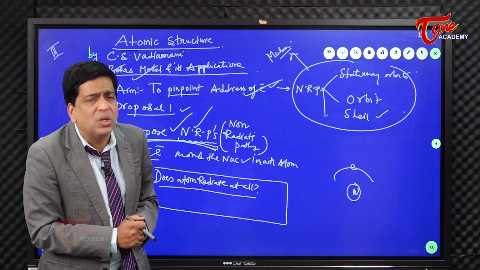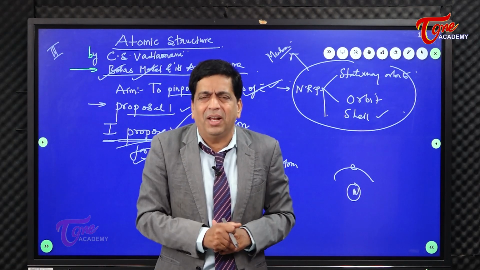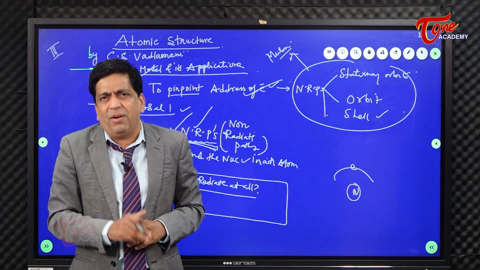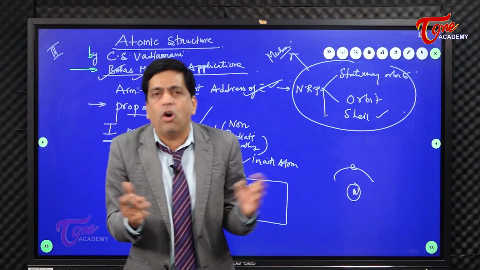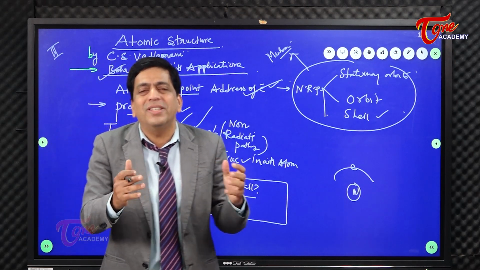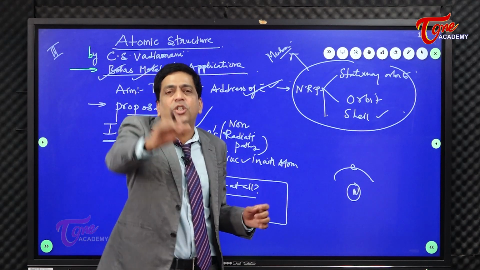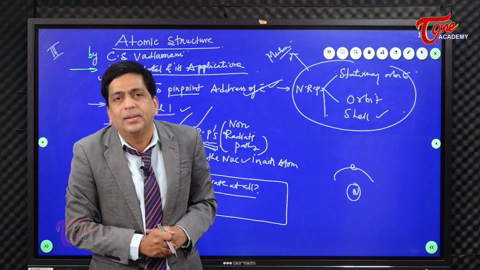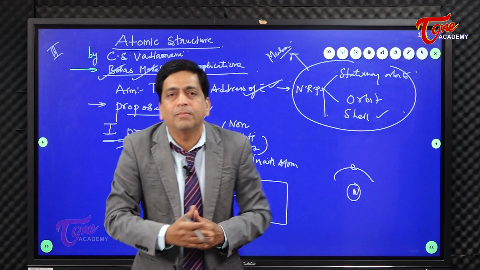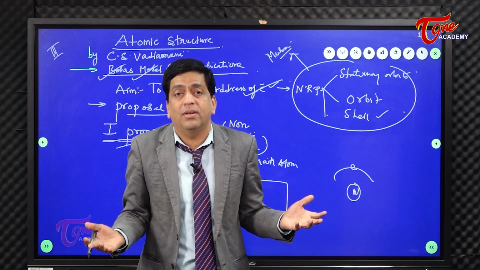Now the question is, people are not trivial. They will ask you questions. When you said stationary orbit, non-radiating path, you're basically telling that the electron's energy remains constant. You just cannot claim that the electron's energy is remaining constant and run away. Because they will ask you how much. They will ask you how much. And how do you calculate it?